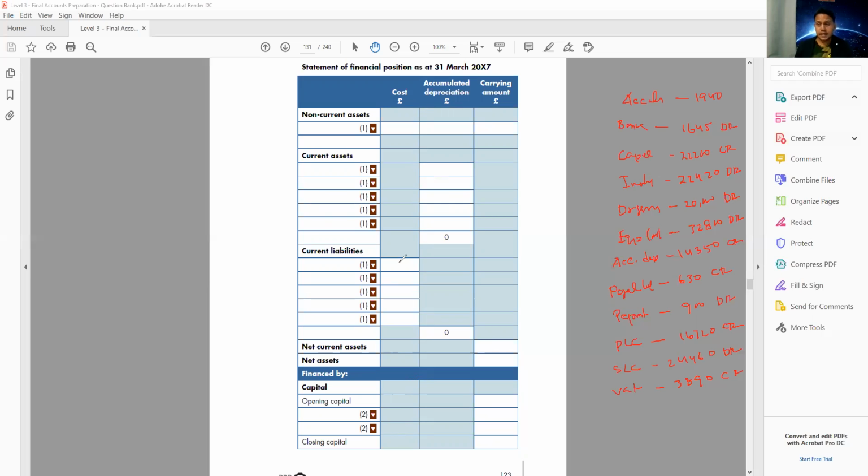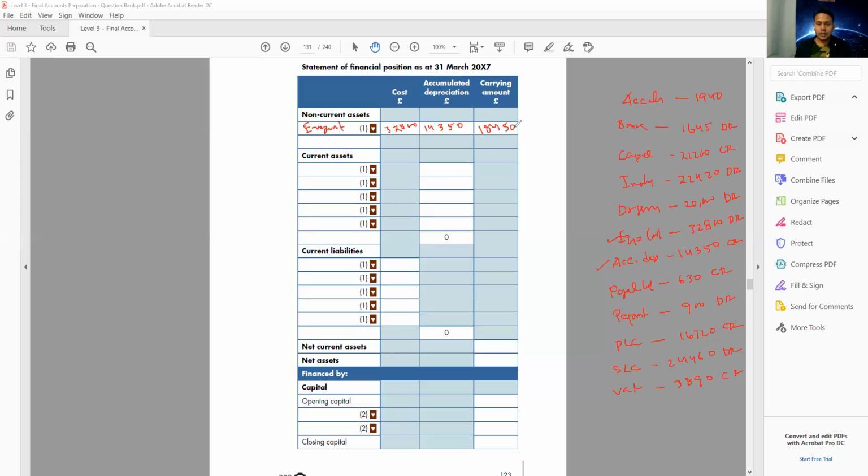The first one, we have non-current asset, that is equipment. We have 32,800 equipment. And the accumulated depreciation, this one we have 14,350. And let's find the difference. 32,800 minus 14,350, 18,450. Okay, so 18,450. That's our non-current asset.